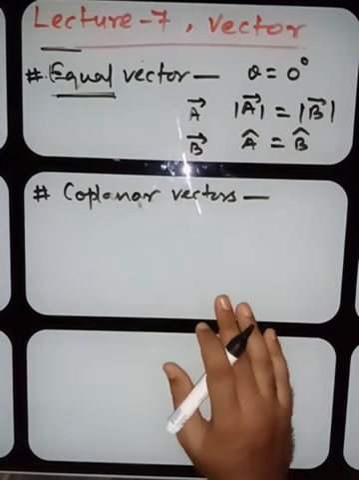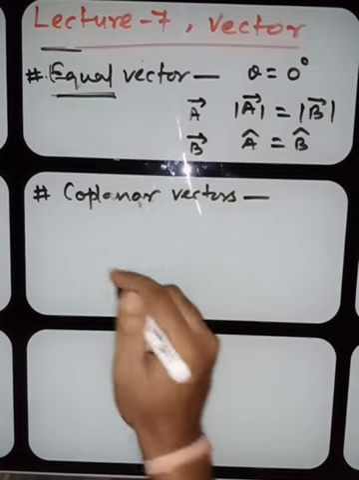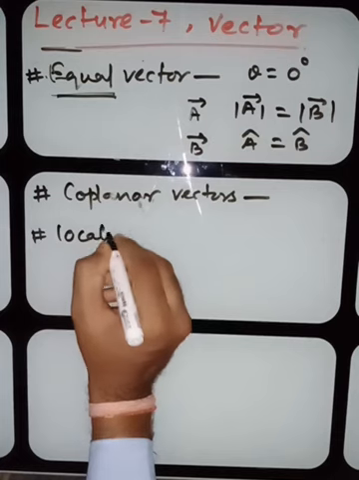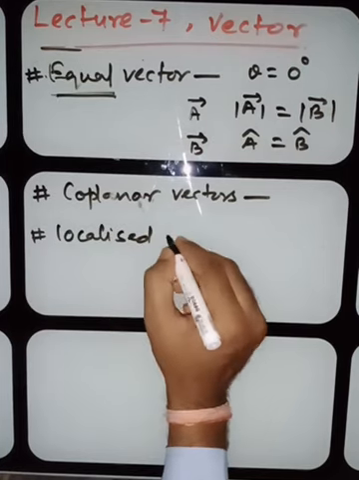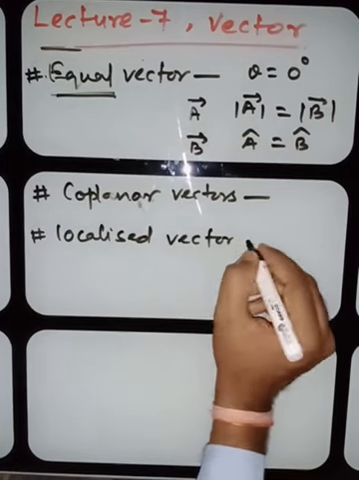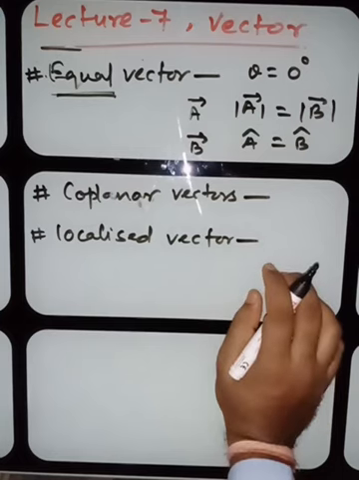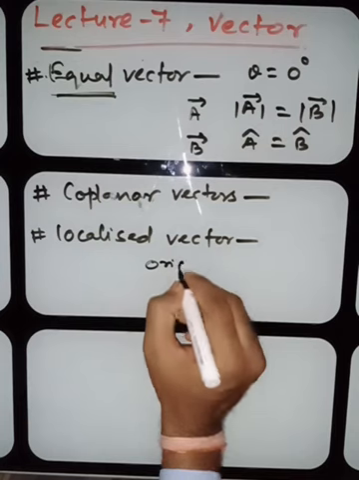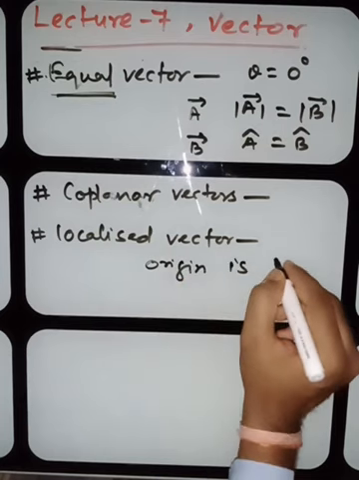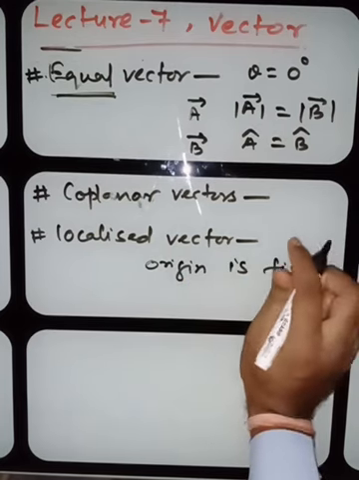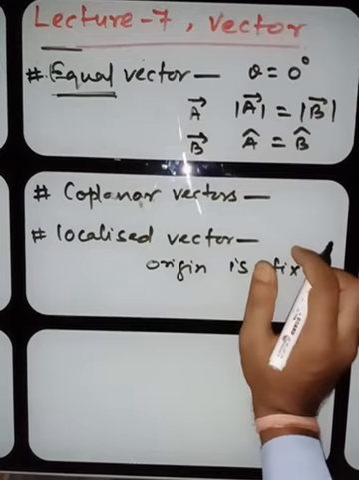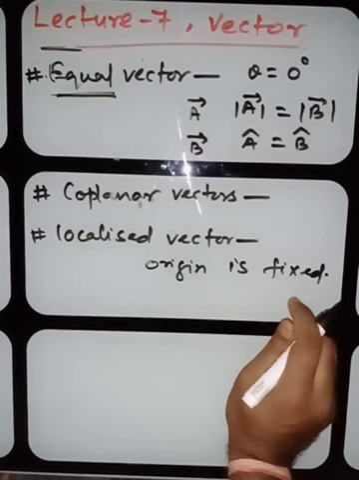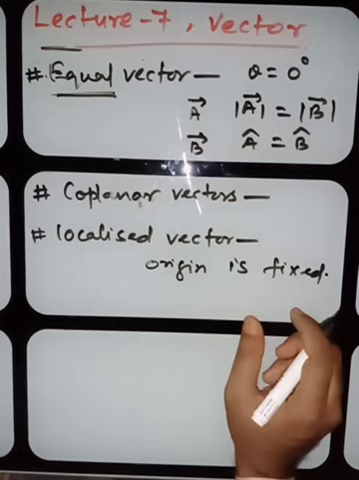Okay, now the next, localized vector. What do you mean by the localized vector? The vector whose origin is fixed. Remember, if the origin is fixed, then it is considered a localized vector. Alright, so it is the localized vector.